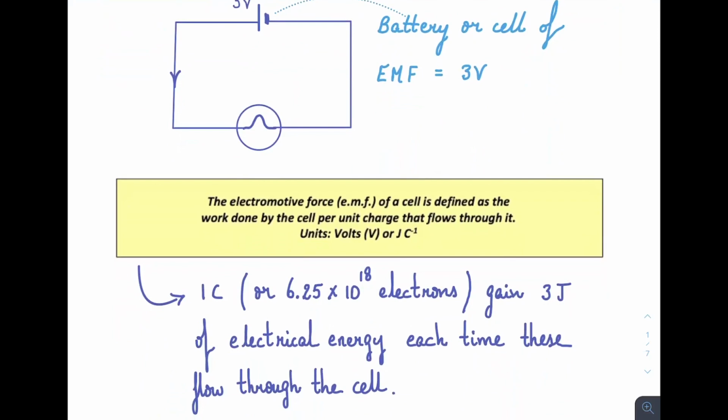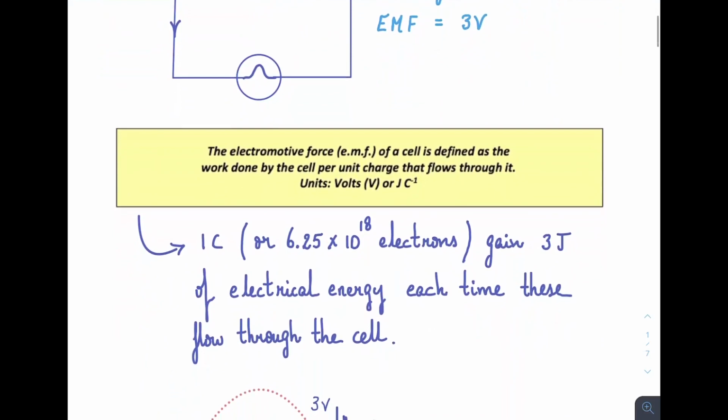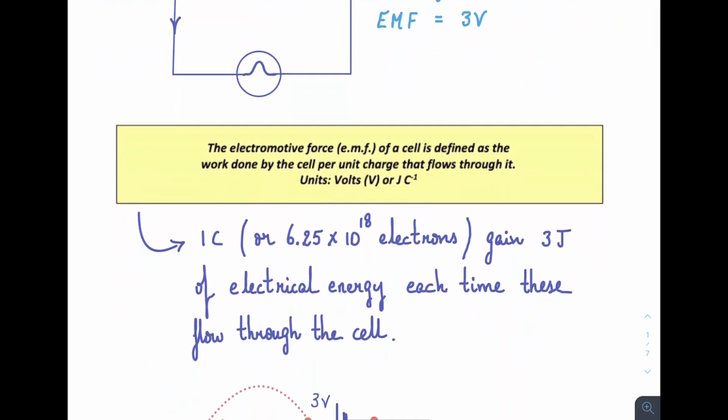The electromotive force of a cell is defined as the work done by the cell per unit charge that flows through it. By this definition, this means that 1 coulomb of charge gains 3 joules of electrical energy each time it flows through the cell. And don't forget that by 1 coulomb of charge we mean this amount of electrons, as we saw in our last session.